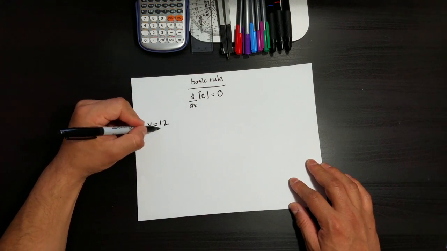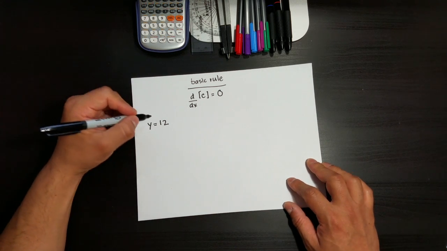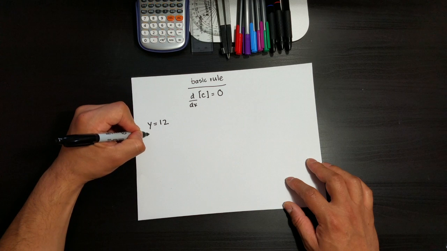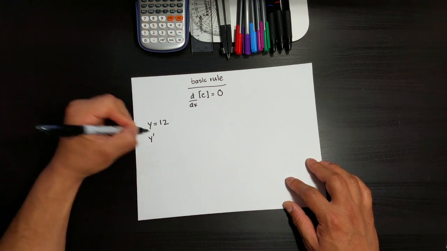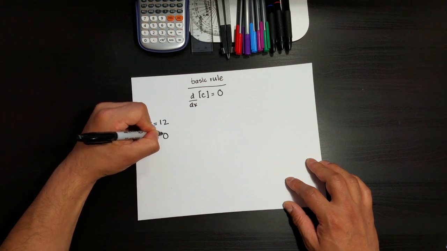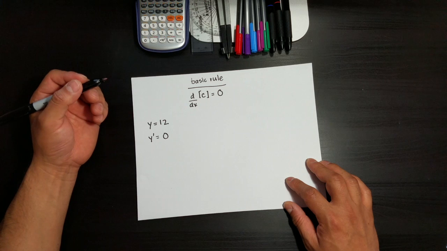Okay, say you're asked to get the derivative of y equals 12. The only thing you've got to do basically is use the symbol for the derivative, which is this, and this is basically 0. That's all you have to do. That's really all there is to it.